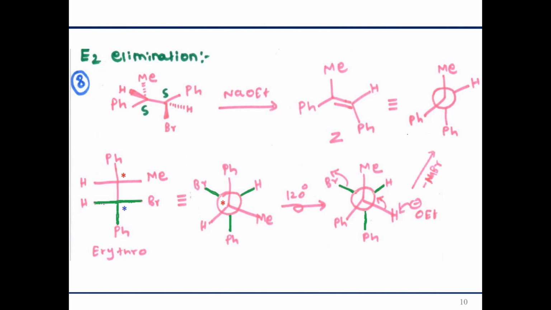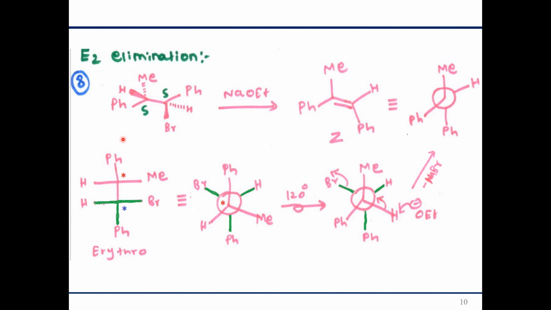Now we will discuss about elimination reaction. This stereoisomer having S and S configuration reacting with the sodium ethoxide base forms the corresponding Z alkene. This base takes this beta hydrogen and removes the alpha bromine and gives this alkene.